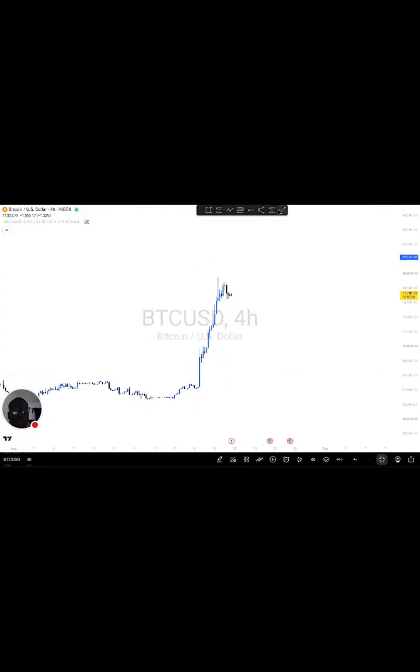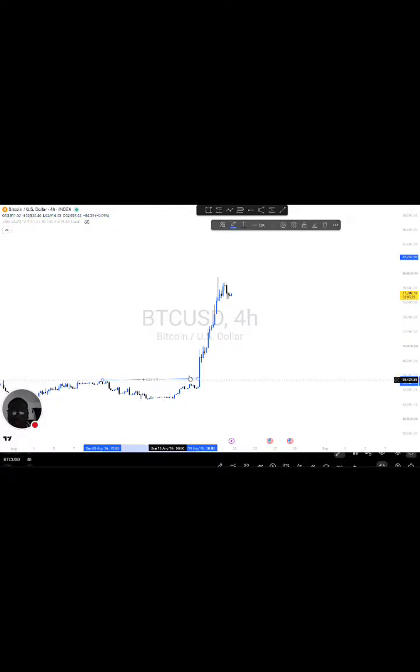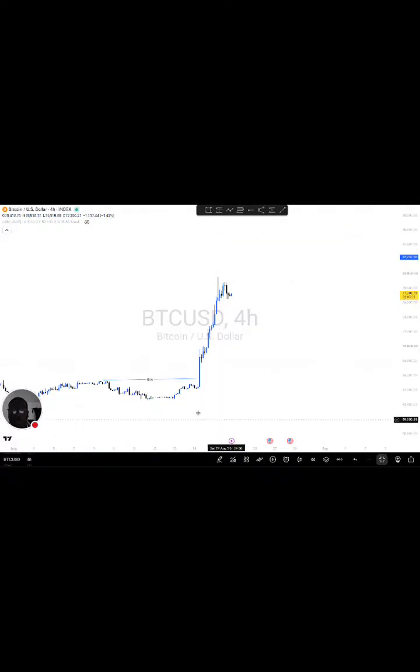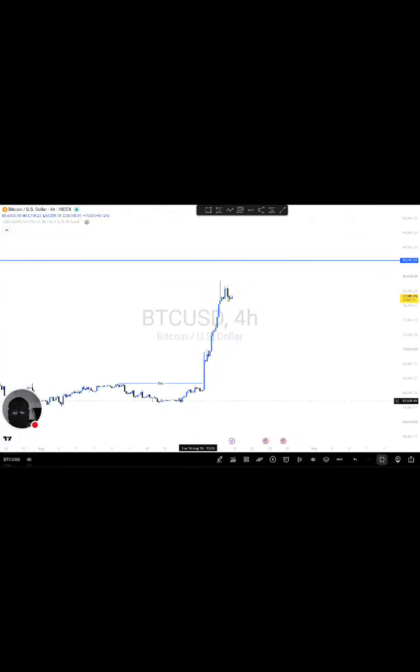So from this area to this area, there is a break of structure. The market is currently in an uptrend on BTC USD. So this is a break of structure. This is a break of structure. And the order block that led to that break of structure is placed around it.